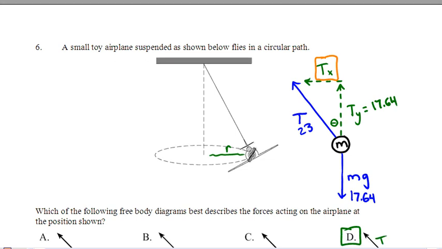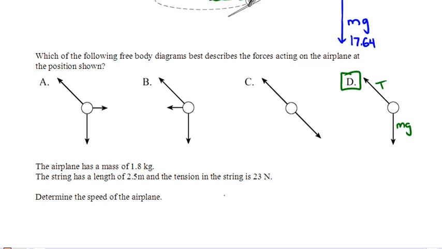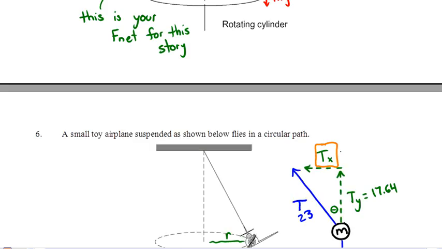So this is actually a pretty easy deal to find out how big the Tx is. I'm going to do that right here. Tx squared plus 17.64 squared is equal to 23 squared. In no time at all, I can come up with that Tx, and it's around 14.75. That's my net force. I'm going to put that into F net equals ma. I'm also going to put that back up in this picture here. So that is 14.75. Okay, great.